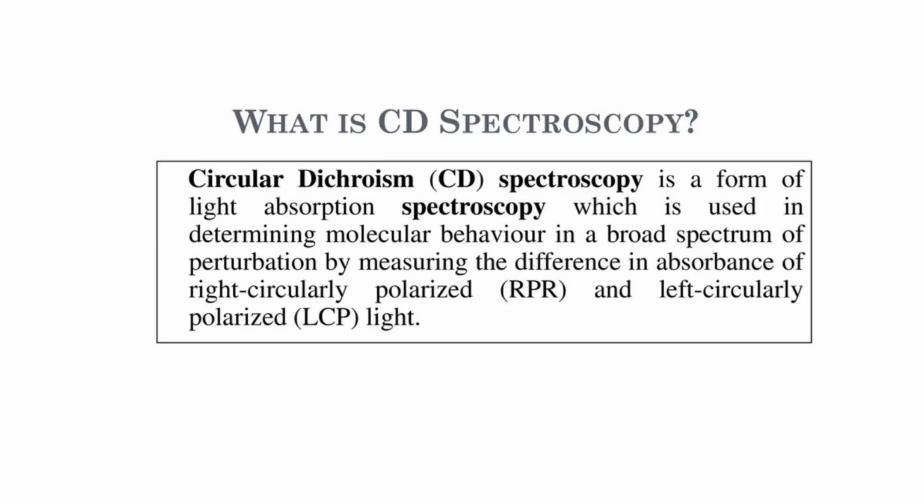Circular dichroism spectroscopy. The next technique is circular dichroism spectroscopy. It is a form of light absorption spectroscopy which is used in determining molecular behavior in a broad spectrum of perturbation by measuring the difference in absorbance of right circularly polarized and left circularly polarized light.